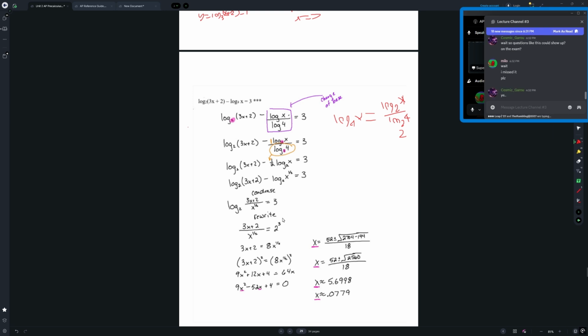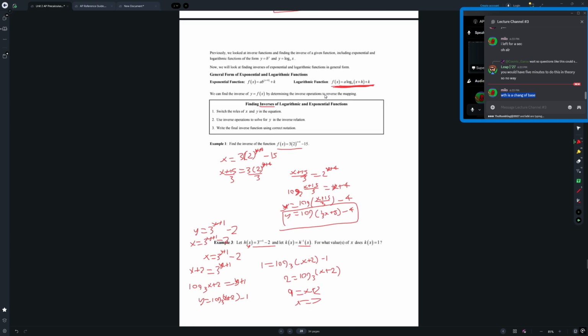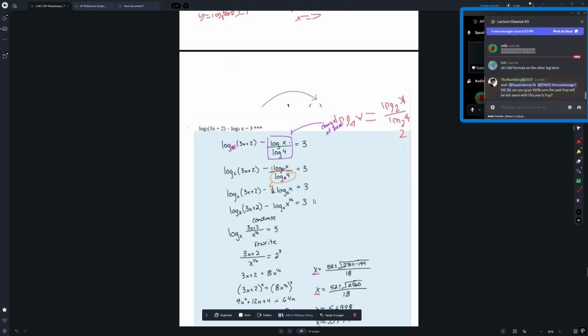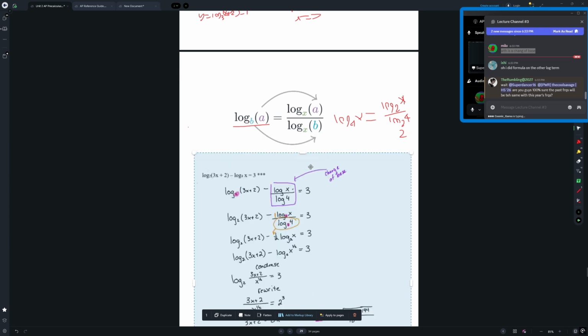You missed what? What did you miss? Oh, okay. I just posted the answer for this question, the change of base formula question. That's it. You have 5 minutes to do this in theory. They could make the other parts easier, but change of base is this. Change of base is this formula.